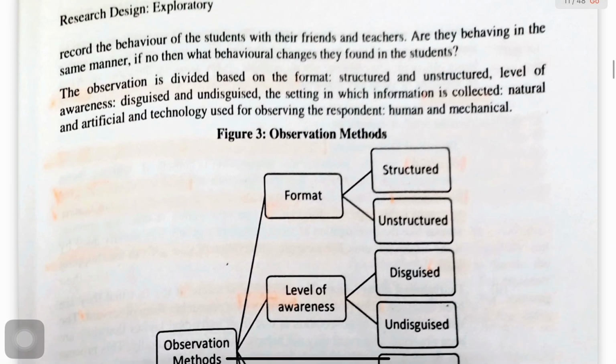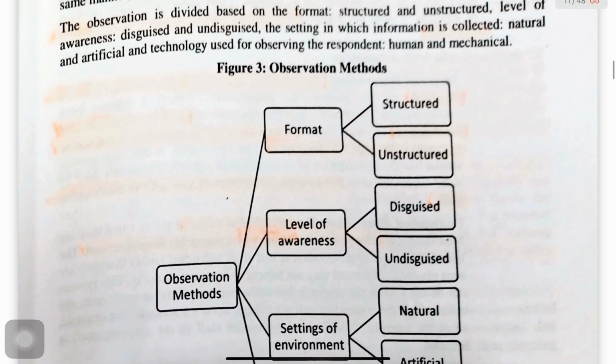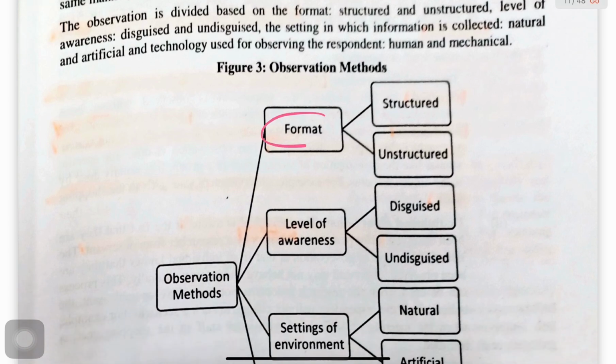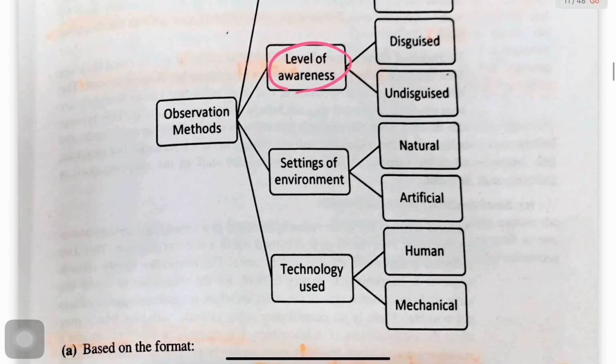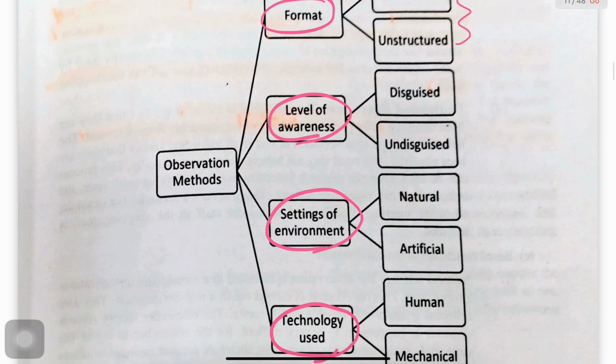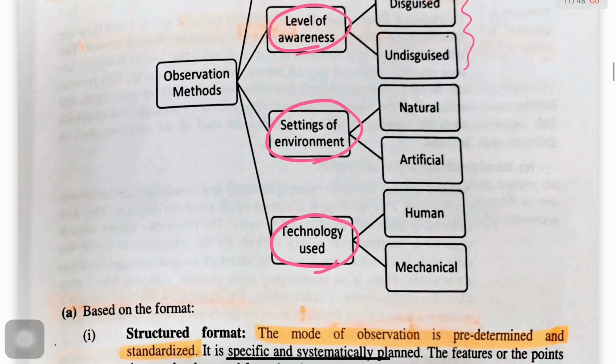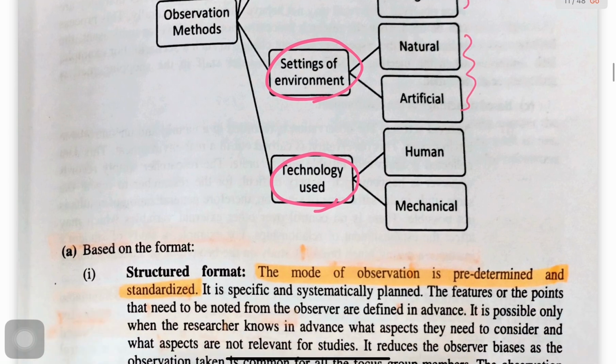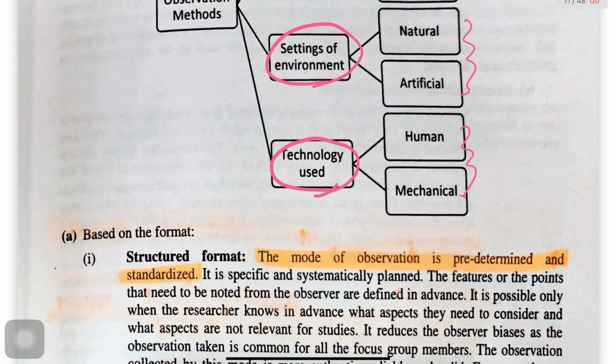So observation is further divided into basic categories. For example, first is the format, second is the level of awareness, then the setting of the environment, and technology used. In format, we discuss the structured and non-structured. In the level of awareness, we discuss disguised and undisguised. In the environment, natural and artificial, and in technology, human and mechanical.